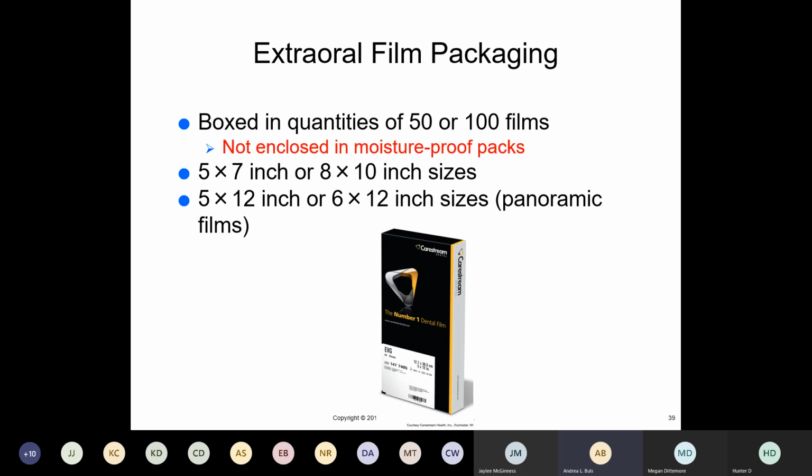There's a piece of cardboard on the outside of the whole stack of film to kind of protect them from compression. And then you actually pull out just the raw piece of film, and then they go inside of a metal or a flexible vinyl cassette or film holding sleeve. So extraoral film is not wrapped in the moisture barrier and all of that. So it has to be loaded or placed in its little cassette under dark room conditions.